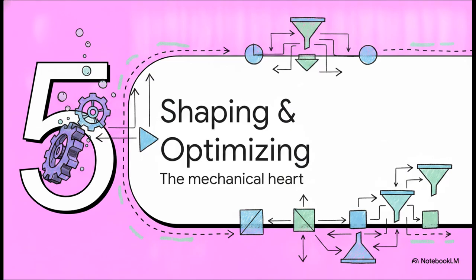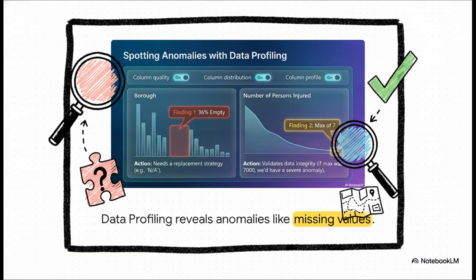All right, let's dive into the mechanical heart of this explainer, Section 5, Shaping and Optimizing Data. The mechanical heart. The very first thing we do underwater is turn on data profiling. With just a click, Power Query basically gives us an X-ray of our NYC collisions data. Instantly, we spot anomalies. Finding one, the borough column is 36% empty. I mean, that is a massive hole in our data that requires a replacement strategy right away.